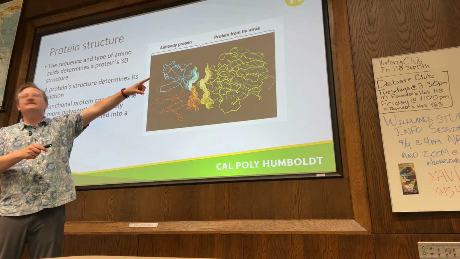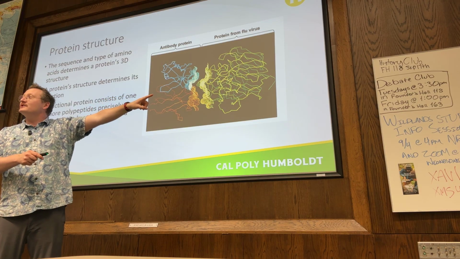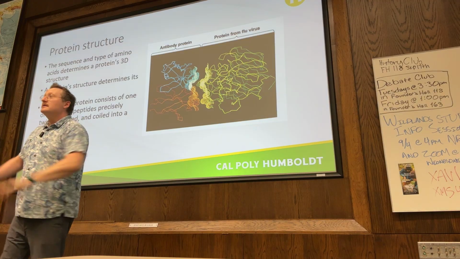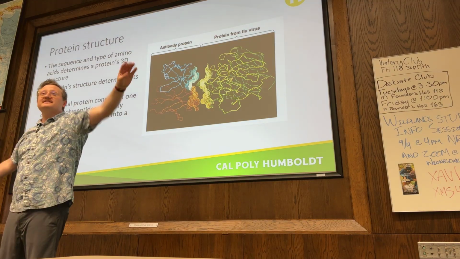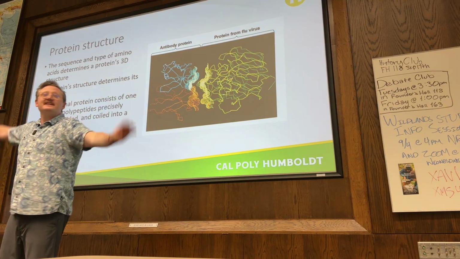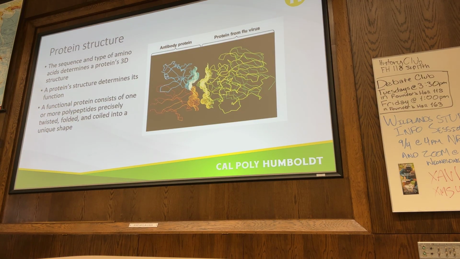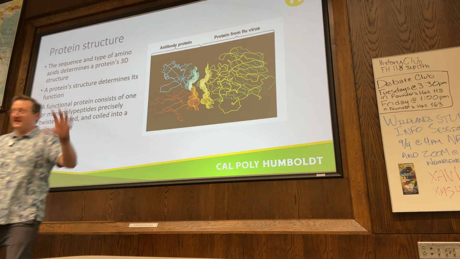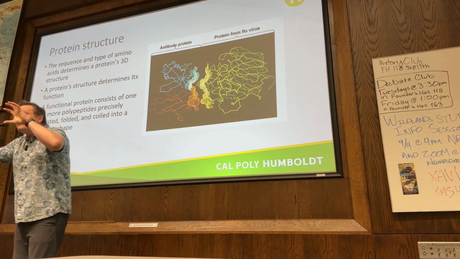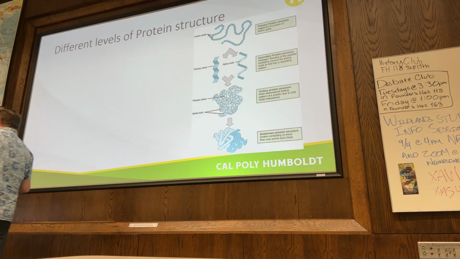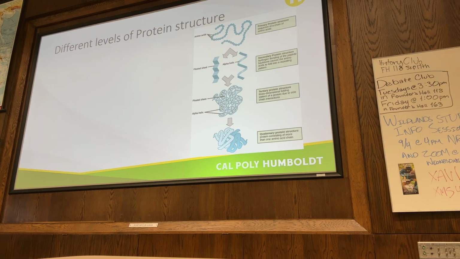So the protein structure determines its function, and usually a protein is made up of multiple polypeptide chains. So you've got a chain of amino acids here, and it folds up. And then you've got a chain of amino acids over here, and it folds up. And then the two of those associate together. Now they're folded up, and they click together, and that makes the fully functional protein. Okay? So, different levels of protein structure.